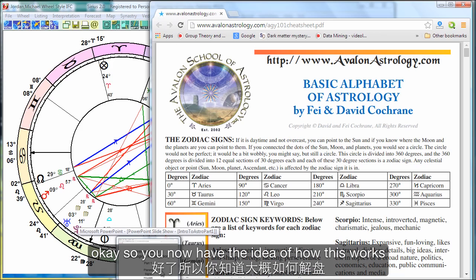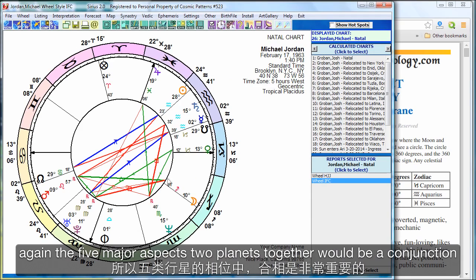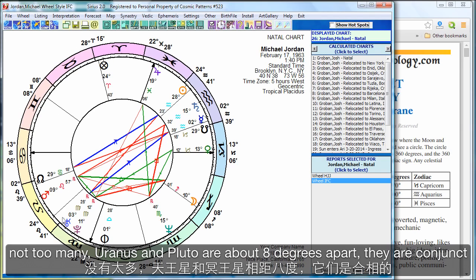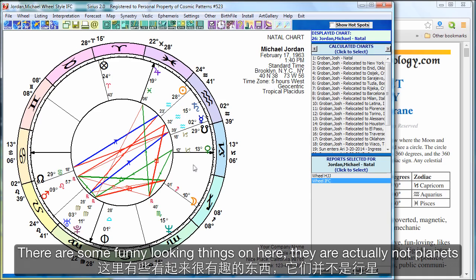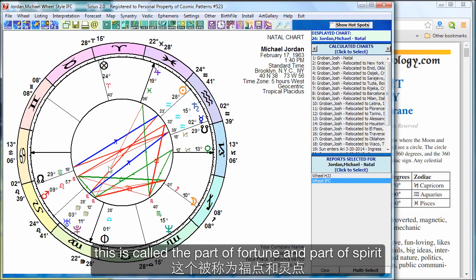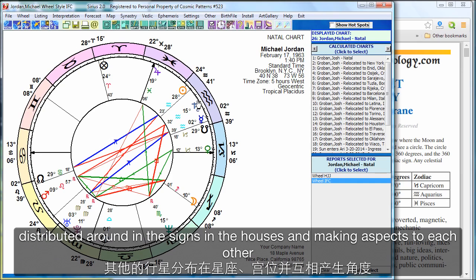Okay, so you now have the idea of how this works. Again, the 5 major aspects, 2 planets together would be a conjunction. Does Michael Jordan have any conjunctions? If we allow a 10-degree orb, not too many. Uranus and Pluto are, what, about 8 degrees apart, so they're conjunct. There are some funny-looking things on here that are actually not planets. This is called the North Node and South Node. This is called the part of fortune and the part of spirit. More advanced classes we can learn what those are. The rest are the planets distributed around in the signs, in the houses, and making aspects to each other. You've got the whole thing.